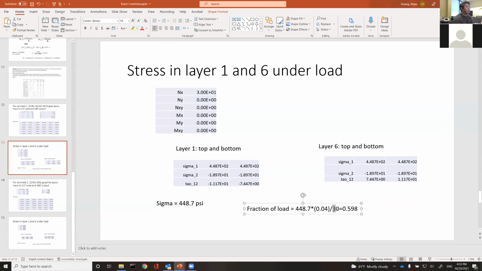And then I divide this by the total load. Total load is 30 pounds per inch. If you imagine the laminate is 1 inch wide, then the total load is 30 pounds. The cross-section area is 0.04 times 1 inch, and you multiply that with 448. That's the load. The ratio is almost exactly 60%, it's 59.8%, so you can round to 60%. So that's the load taken by the first and last layer, which have a 0-degree orientation for this laminate.